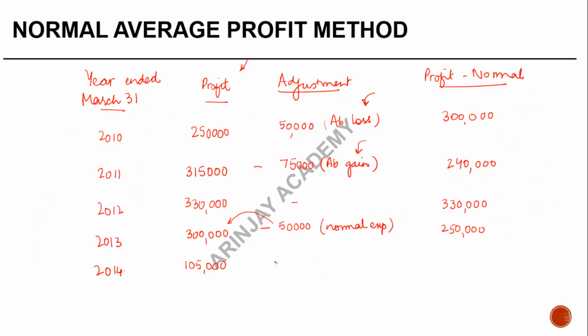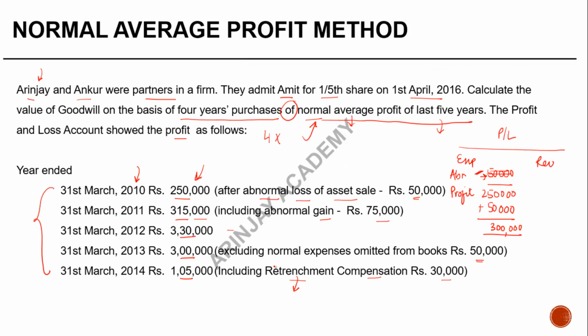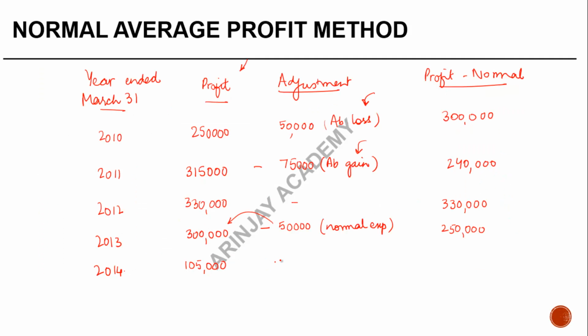We are going to reduce it from this number, or no? We're not going to reduce this. In fact, what they have said is that this is included, which means that this number is actually after providing for this expense. So I am going to add this 30,000 here, right? So my profit here will be 1,35,000.